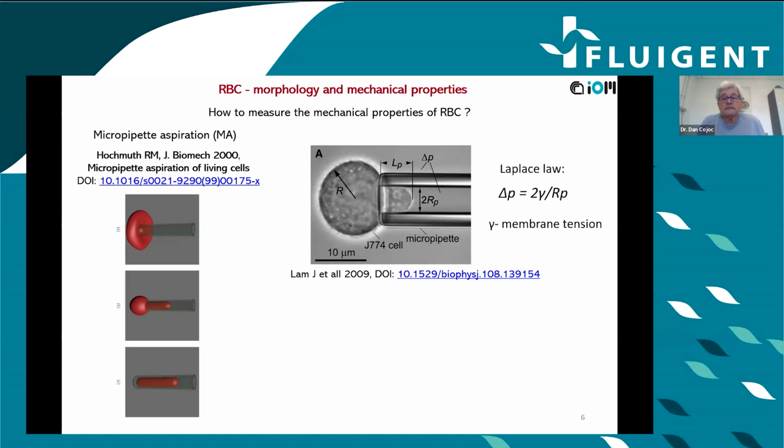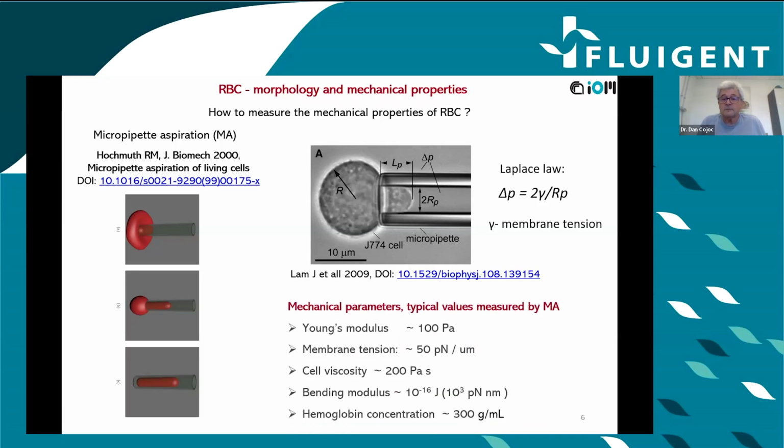So we can measure the size of the tether inside, we can measure the radius of the cell outside the pipette during the aspiration, and using some physics, Laplace's law, we can determine some nice properties of the cells like Young's modulus, membrane tension, cell viscosity, bending modulus, and hemoglobin concentration. So these are typical values measured by micropipette aspiration for red blood cells and leukocytes.